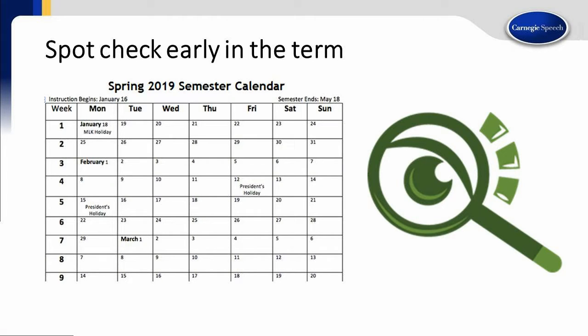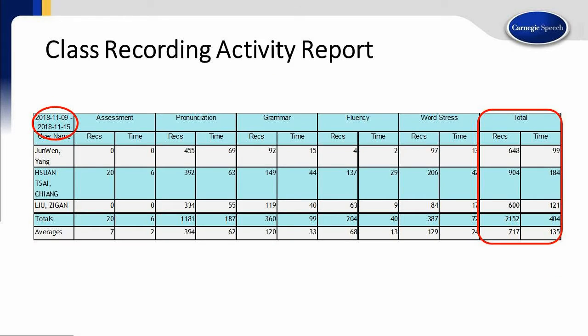Carnegie Speech recommends that teachers spot check students' recordings early in the term to see if there are linguistic or technical problems such as the microphone not being adjusted properly, background noise, or non-curriculum audio recordings. Showing this report to students after the first week or so has been an effective tool to ramp up active learning time and engagement.